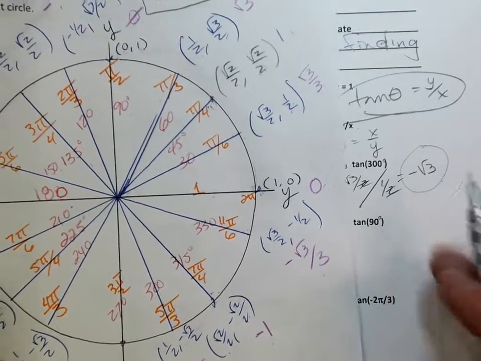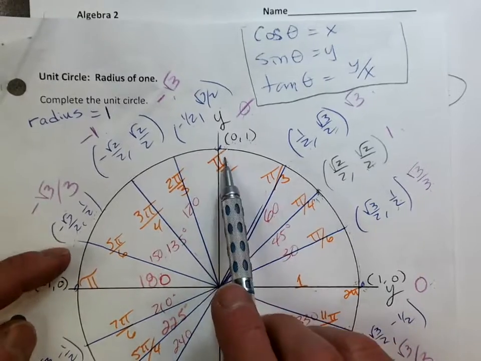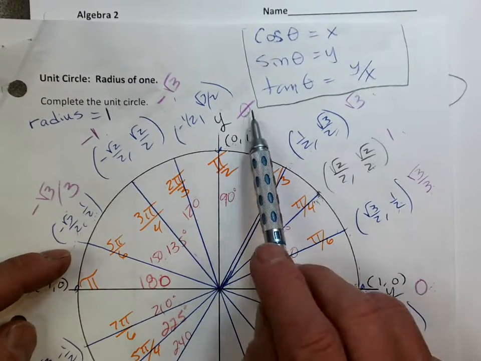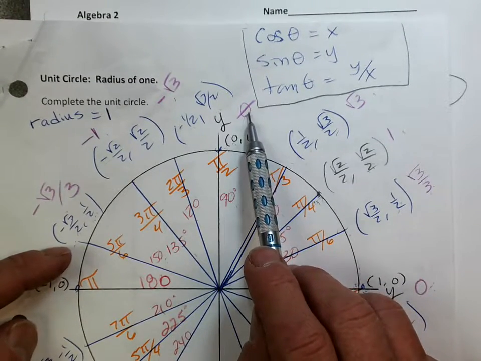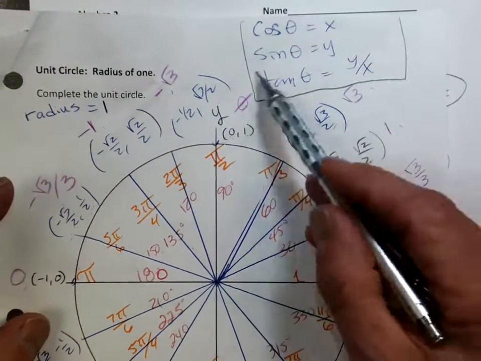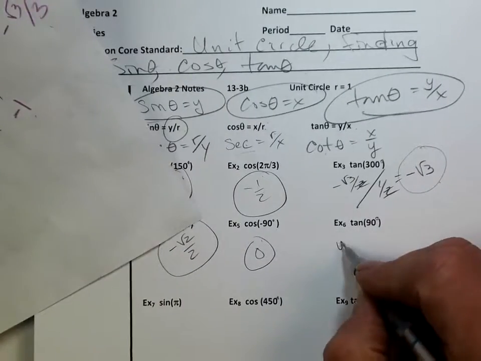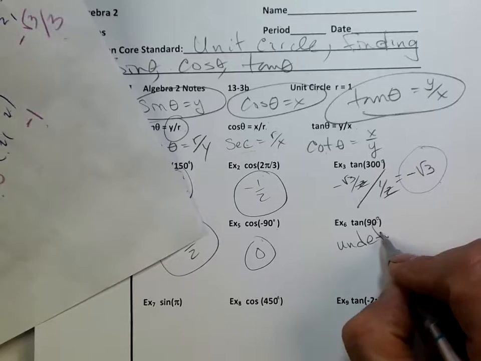Tangent of 90. So let's go to 90 degrees. Here it is. There's 90. Tangent, those are the ones on the outside, right? It's undefined. So we're going to write undefined. Okay.